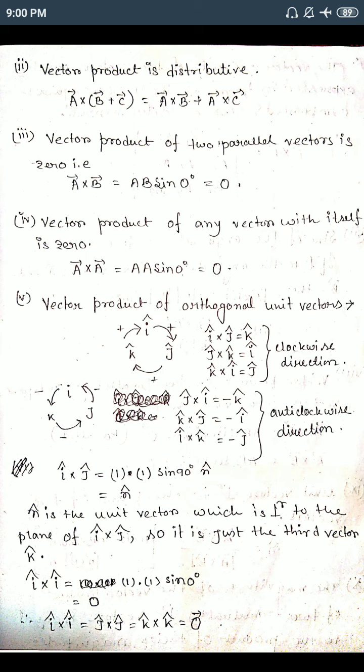I will explain this also. N hat is a unit vector which is perpendicular to the plane of I cross J, so it is just the third vector, that is the K vector. And I cross I, the similar vector cross product, will be 0. The fourth property we also find: A cross A equals 0, so the cross product of the same vector is 0.